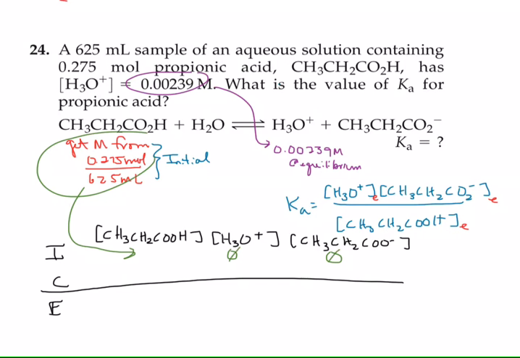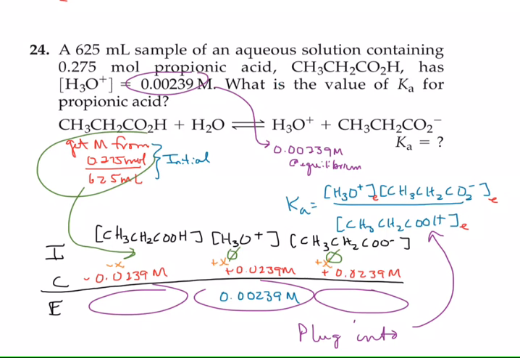So here's my ice table. You'll get the initial molar concentration when you divide the moles by the volume. Don't forget you have to convert the milliliters to liters. The final molar concentration of the hydronium ion was given here, and that will actually be the change also in the propionic acid, what we're going to call the conjugate base over here. The stoichiometry is the same. That's what's going to be subtracted here. Once you get your three equilibrium concentrations, you put them back into your Ka expression to get your Ka.